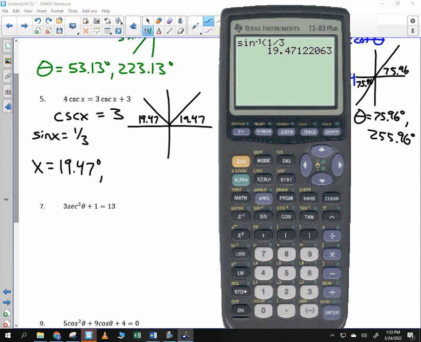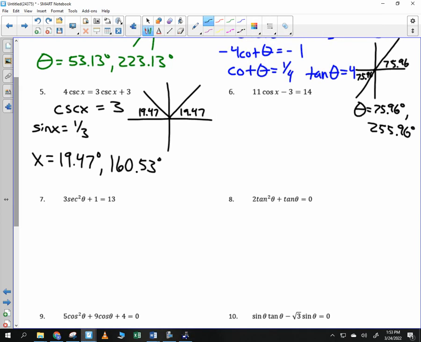So obviously 19.47 is one of the angles. The other one is... good. All right, you've kind of covered the basics. We're going to step forward just a little bit. Nothing too complicated, but you definitely need to see example 6. This one's nice and easy.